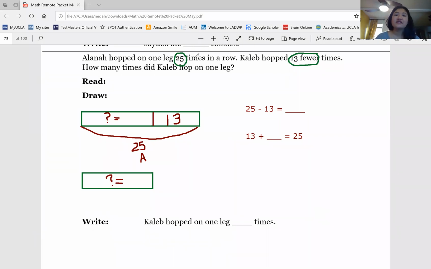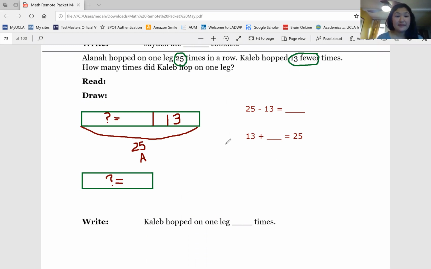So first things first, we make sure that we mark up our problem. So I saw this number 25, so I circled 25, and I know that Alana did that. Then I see the name Caleb, and he hopped 13 fewer, so I circled 13 and the word fewer, so I remember that Caleb didn't hop 13 times, but he hopped 13 fewer times. Then the question asks us, how many times did Caleb hop on one leg? So I know we're looking for Caleb's number of times that he's hopped on one leg.